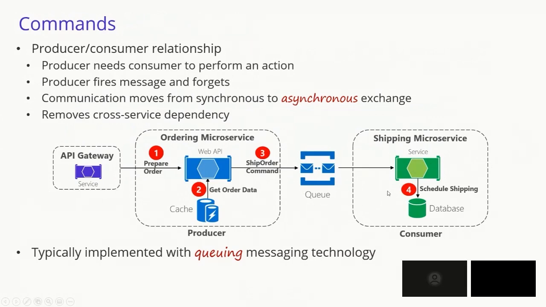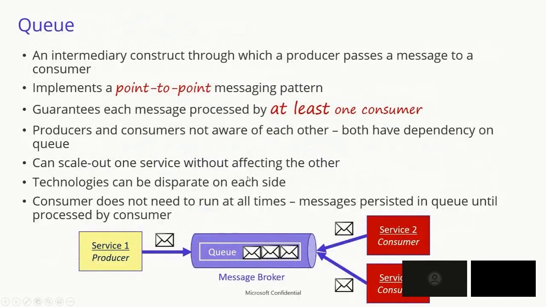Again, we're decoupling these things. Ordering doesn't even know about shipping necessarily. It just needs to push that command into the queue, and the shipping doesn't have any dependency on ordering. It depends on the queue. Typically, we're using queuing technology in here. It would look like this. I think most of you have seen queues.